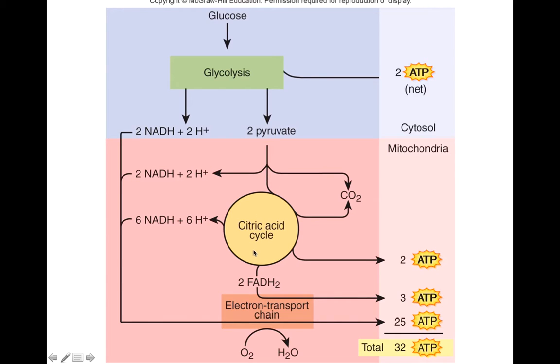From the citric acid cycle, all of these reduced coenzymes that you've made will enter the electron transport chain. So we're kind of in this middle section area talking about the Krebs cycle.